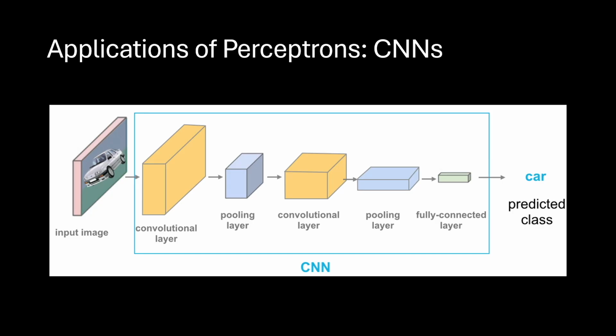CNNs are so powerful because they can take the vast detail of an image and analyze it step by step, from simple patterns all the way to complex patterns, without having to deal with those 4 million pixels all at once.